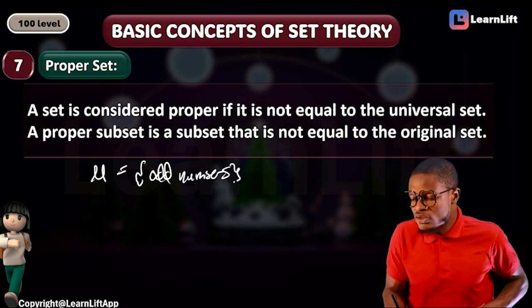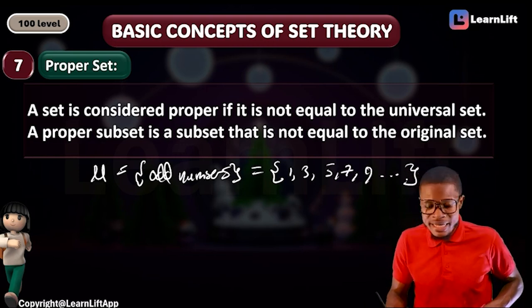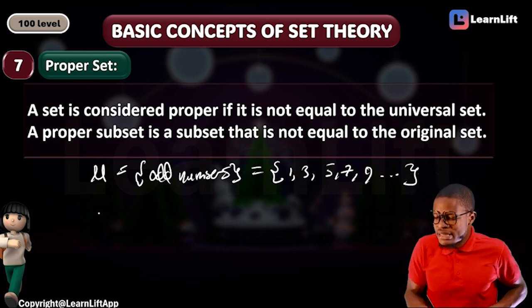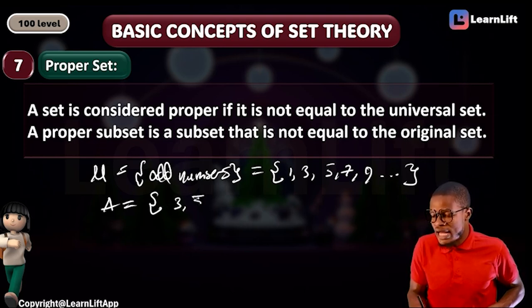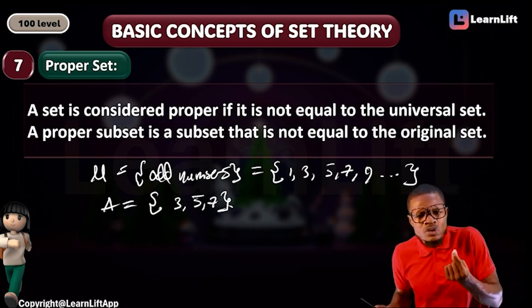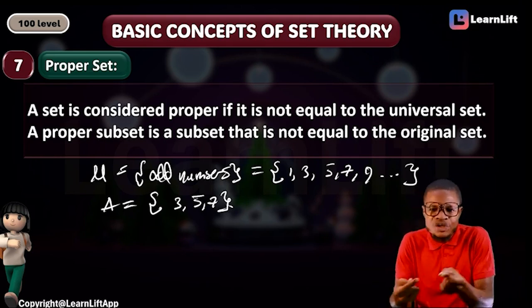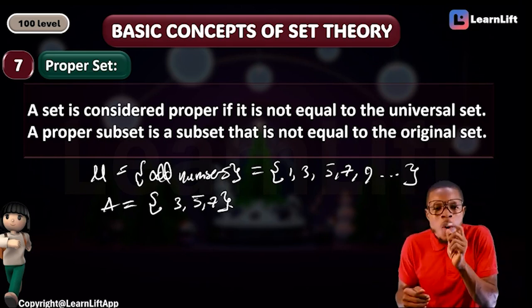If the universal set is odd numbers, what can you say there? That means it will be 1, 3, 5, 7, 9, like that to infinity, right? Oh yes. And let's say our set A is 3, 5, 7, and that's all about set A. Is it right to say set A is a proper subset of the universal set? Oh yes. Why is it so?